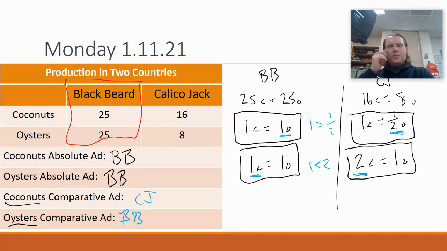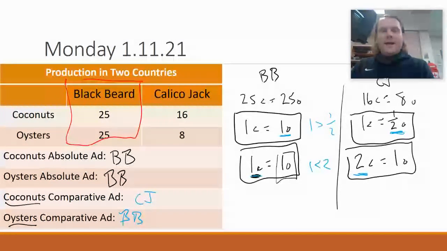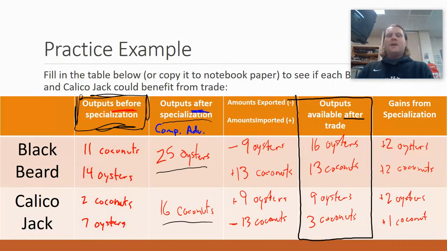Now, this line of trade, if I am Blackbeard and I'm going to produce oysters, I've got to get more than one coconut per oyster, because otherwise I'm wasting my time. So I've got to get more than one coconut per oyster that I am deciding to specialize in. Let's see if that's the case. Am I getting more than one coconut for every oyster? 13 is bigger than 9. We're getting that. I'm giving 9 oysters in this hypothetical term of trade, and I'm getting 13.